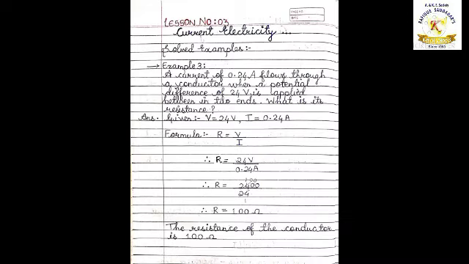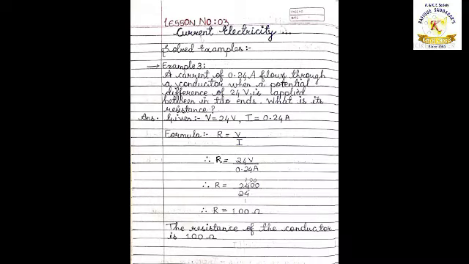Next, what's the formula to find out the resistance? Recall it, students, fast. The formula for resistance is R equals to V upon I. So, resistance is not given. Substitute the value. V is given as 24 volts and I is given as 0.24 ampere.